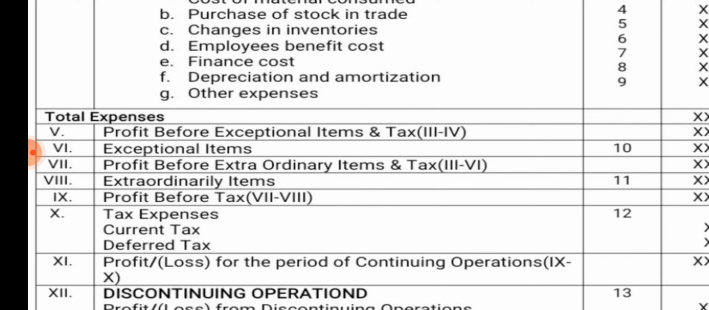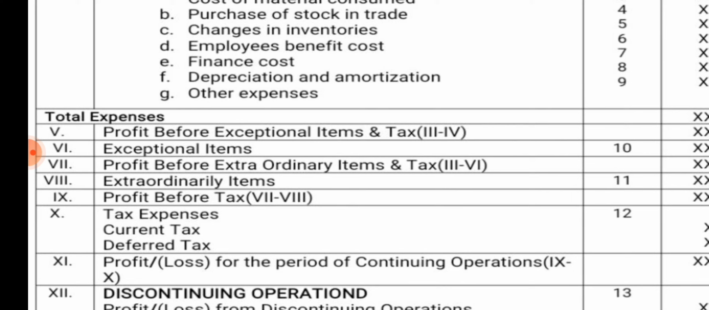From this we have to deduct extraordinary items. These extraordinary items are those items which do not occur ordinarily. If such income or expenses or items are there in the problem, such items will be deducted. Whatever balance is remaining, that is profit before tax.